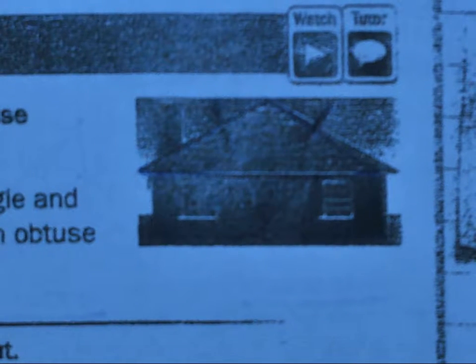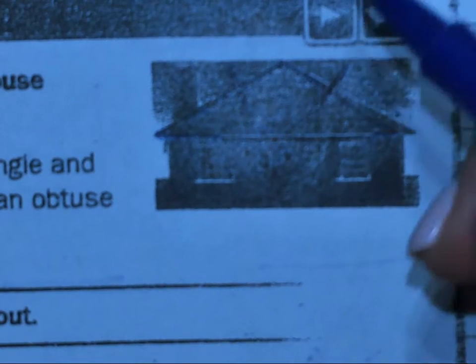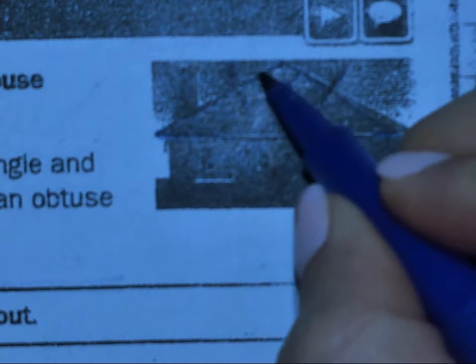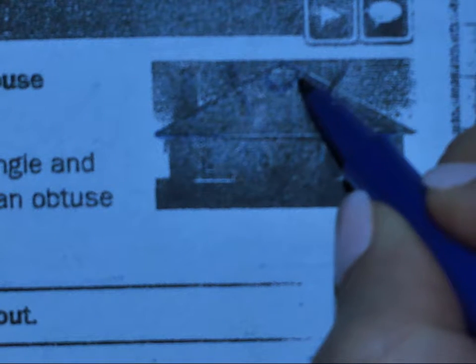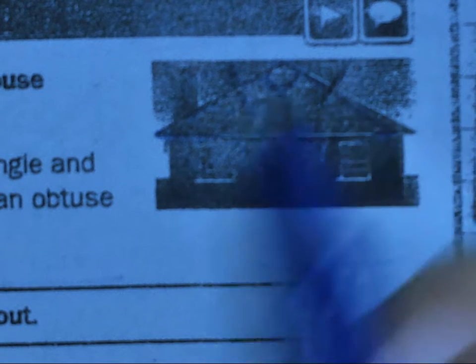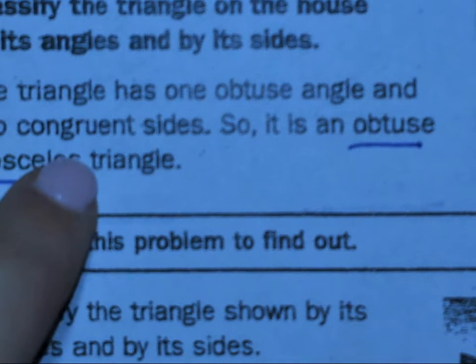Okay, it's obtuse what? An obtuse isosceles. Good, Alexander. It's obtuse because this angle right here is larger than 90. And then the two congruent sides tell me that it's isosceles. So we have an obtuse isosceles triangle, which they told us right there.